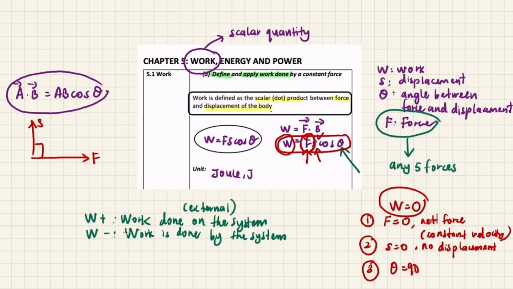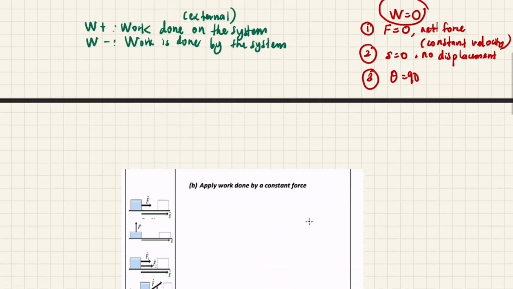Work done is said to be positive bila work is done on the system. Kalau kita dapat nilai yang positif, maksudnya external force tu yang membuat work ke atas sistem. Kalau kita dapat work done negatif, maksudnya sistem kita yang buat kerja, work is done by the system. And remember, theta is the angle between our force and our displacement. So that's a brief introduction to work. So kita move to the next part.